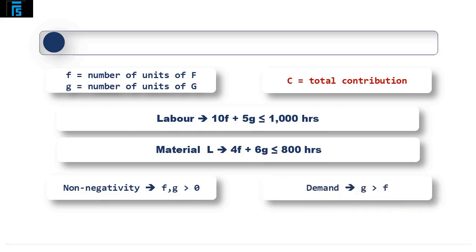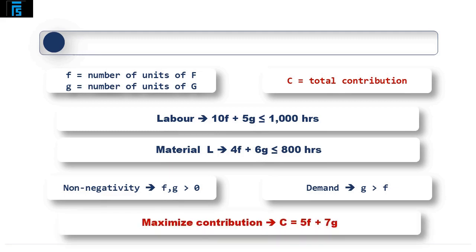With regards to demand, Alphabet want to make more greeters than francs, so we can define this formula as G being greater than F. And finally, we can state the objective function, which is to maximise contribution. This formula is based on the contribution that each unit of franc and greeter can generate, and therefore it becomes C = 5F + 7G.